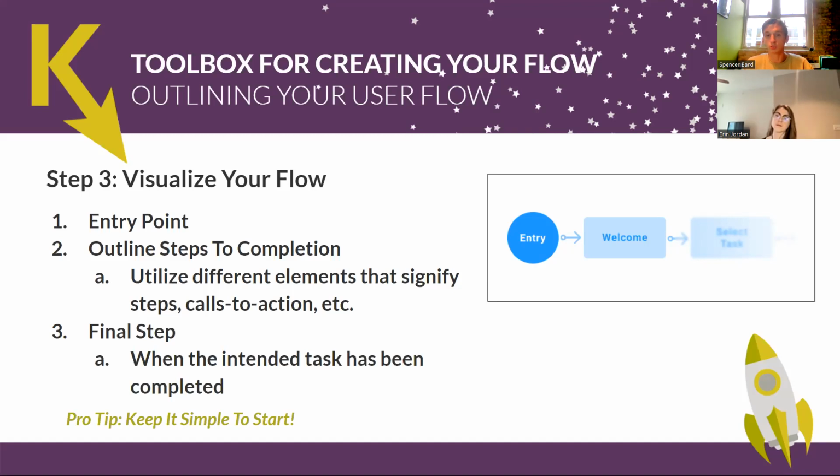And then, as you're outlining, maybe use different elements to outline different steps. So maybe as in this example on the right, they've got, here's where they enter, and then they enter to the homepage, and that's a rectangle. Then they've got an arrow, and then use something different to signify a call to action. And then your final step is to close that loop once the intended task has been completed, and really to try to keep it as simple as possible.